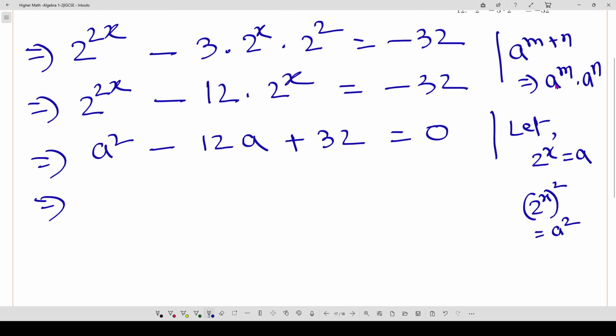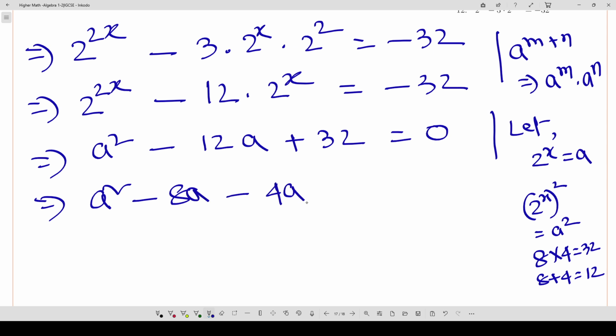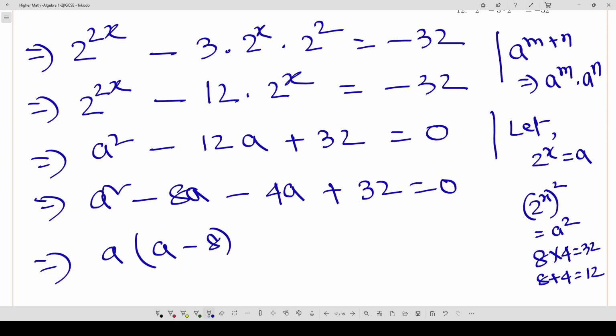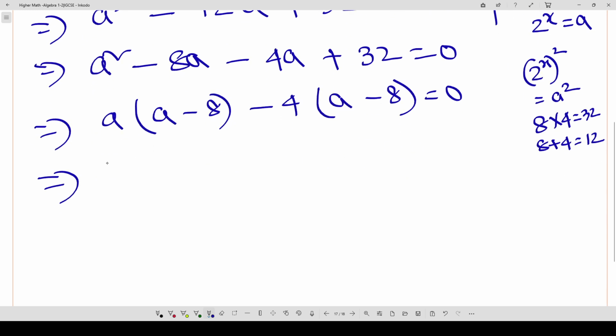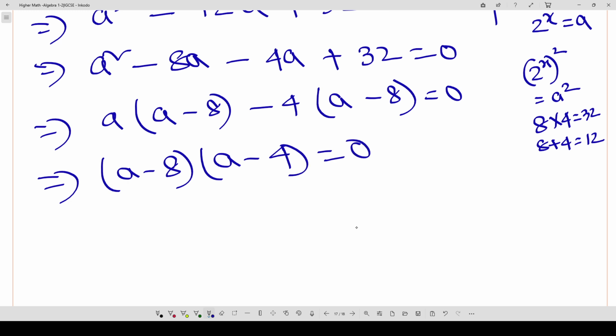8 times 4 is 32, and 8 plus 4 equals 12. So we can write a square minus 8a minus 4a plus 32 equals 0. So we can take common a, so a into a minus 8, and we can take common minus 4, so a minus 8 equals 0. Now here is a minus 8 and a minus 4 equals 0.